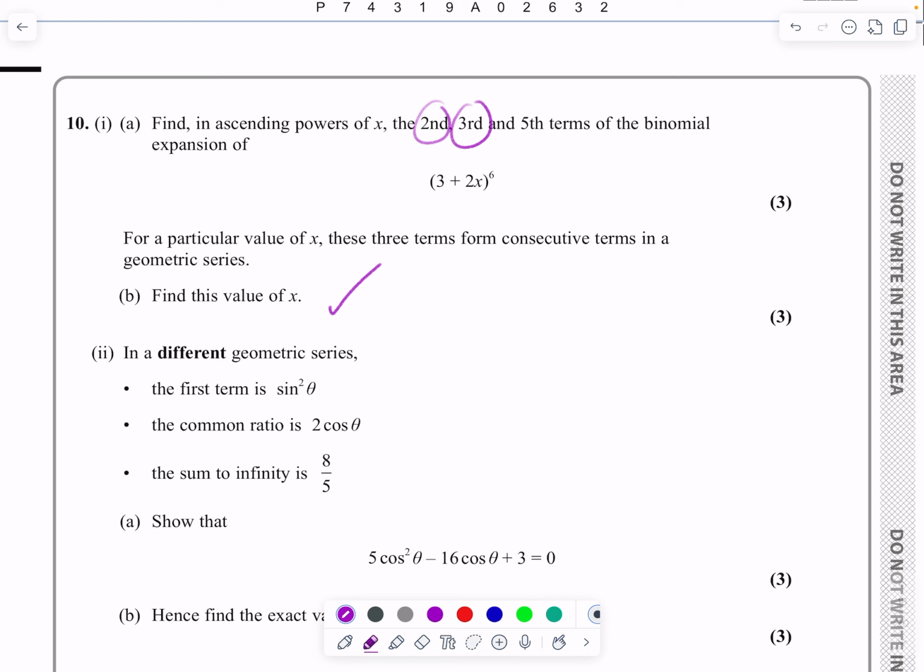So that's part B done as well. We've already done part A, the second, third and fifth terms. So we've done part B there. Yeah, good. Okay, moving on to part 2 then.